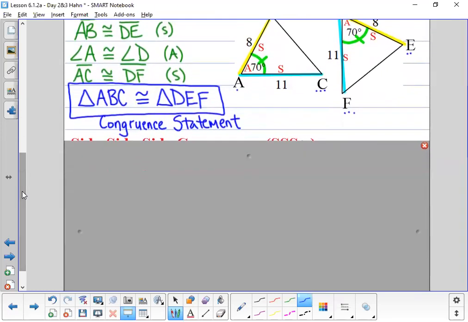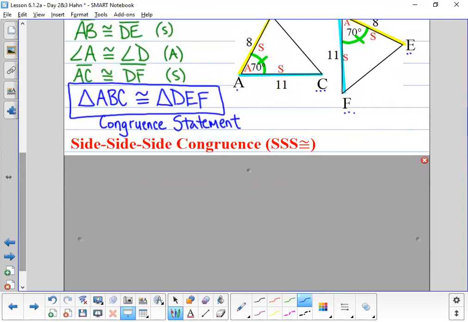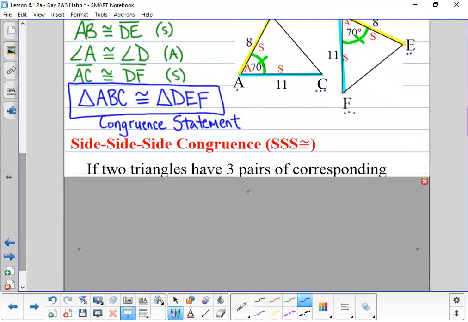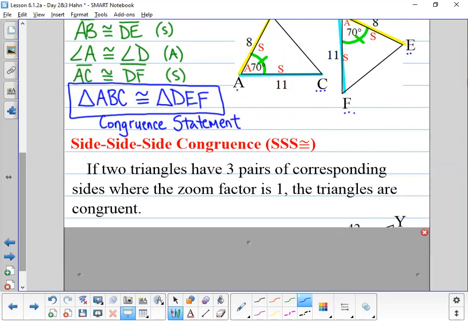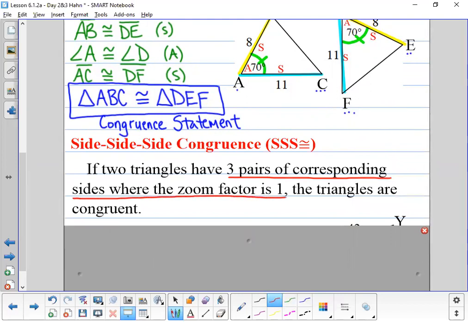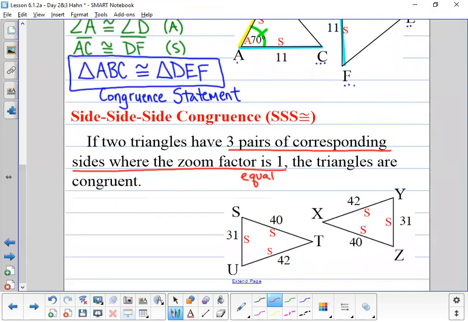So our next one is side, side, side congruence. Side, side, side congruence is if two triangles have 3 pairs of corresponding sides where the zoom factor is 1. So that means each pair of sides is equal to each other. Then the triangles are congruent. Here's a diagram that kind of shows that.